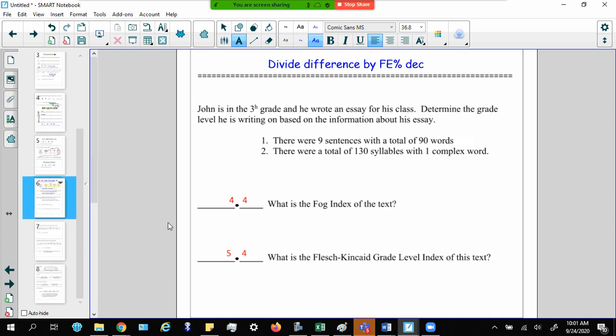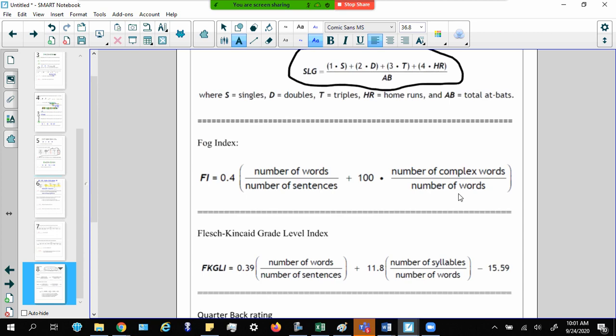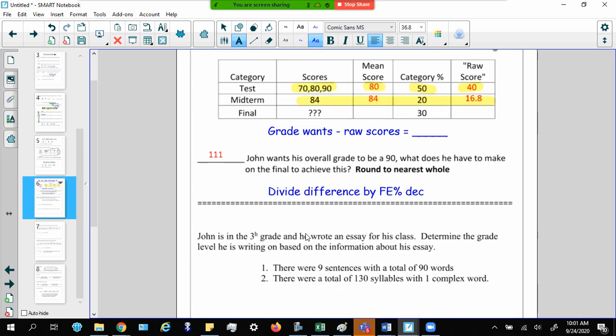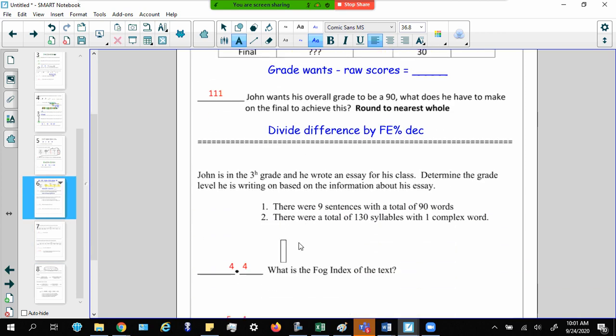Remember, the fog index and the Flesch Kincaid, you're going to type them in exactly the way it is. The fog index starts with 0.4, and I'm going to type it just like I would in my calculator. The number of words is 90, divided by the number of sentences, which is 9.